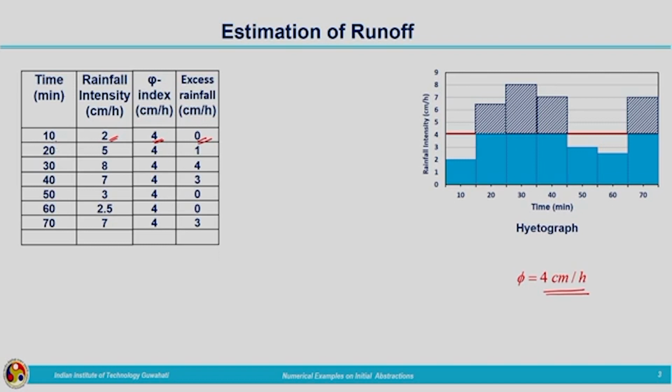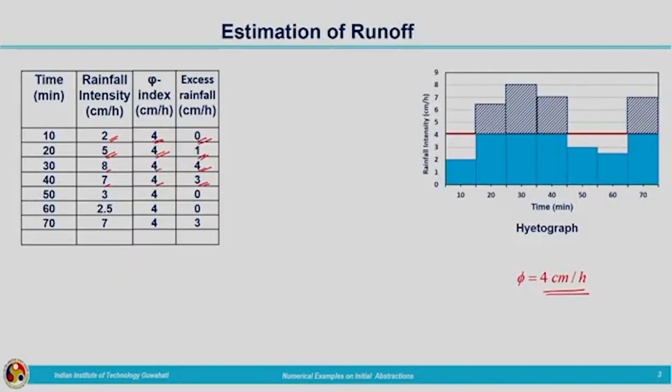In the second case, from 10 to 20 minutes, we got a rainfall of 5 centimeters per hour and the phi index is 4. The difference between them gives the excess rainfall for that time period, that is 1 centimeter per hour. In the same way, for the next time period it will be 8 minus 4, which is 4 centimeters per hour. For 30 to 40 minutes it will be 7 minus 4, 3 centimeters per hour. That way we can calculate the excess rainfall depth. So, for all the time intervals we have computed the excess rainfall.